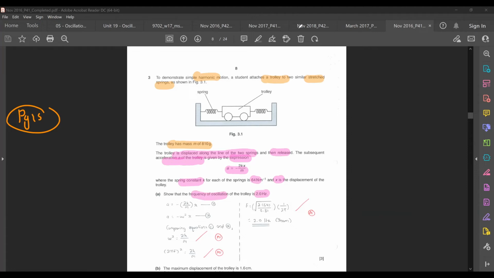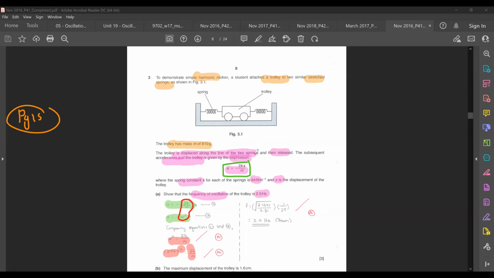Okay, so if you're given an equation to describe the motion of the oscillation, almost always you have to compare it with the defining equation of SHM. So here a is negative 2k over m times x. Compare with the defining equation of SHM, you will see that 2k over m is actually equal to omega squared, which is this one. And then omega is 2 pi f. So don't forget to square it, equate it to 2k over m, and substitute in all the required values.